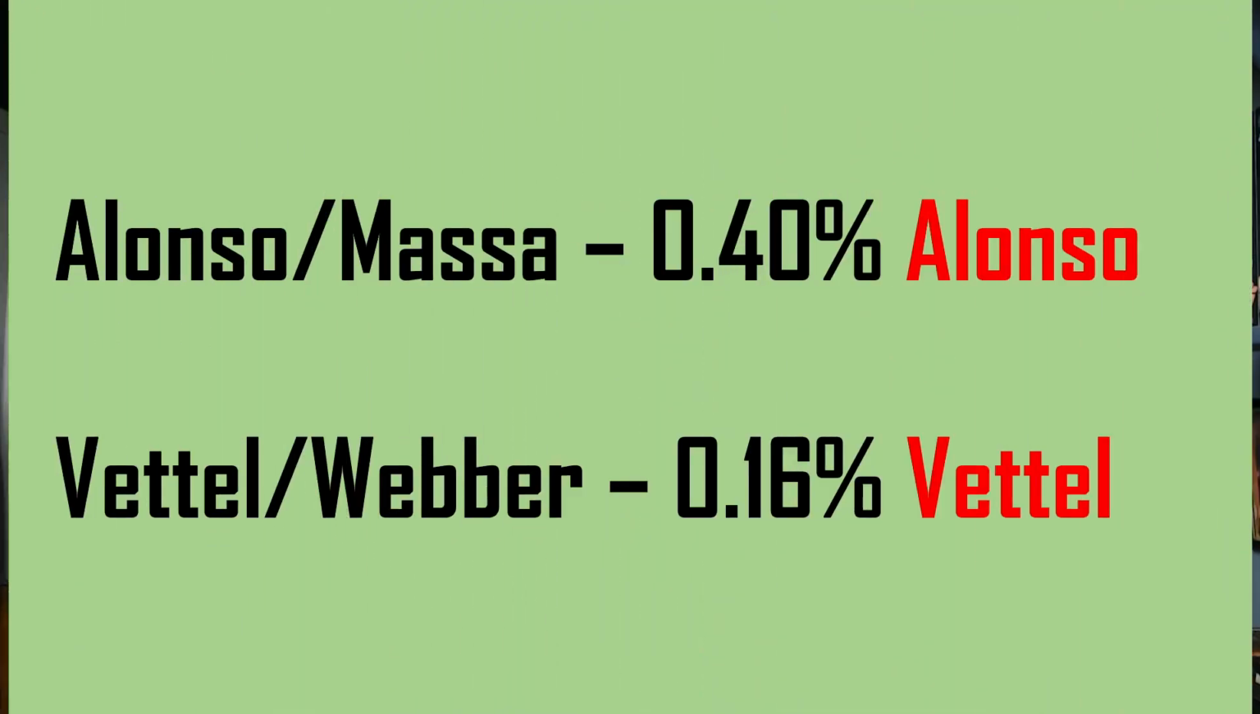But what we can do now is take a look at the overall database that I've so far created, which consists of just the 2 driver pairings at the moment. Those are Mark Webber versus Sebastian Vettel and Fernando Alonso versus Felipe Massa that we have just looked at. And those values are on screen. So Alonso versus Massa was in favour of Alonso by 0.4% like we just looked at, and Vettel versus Webber was 0.16% in favour of the German.